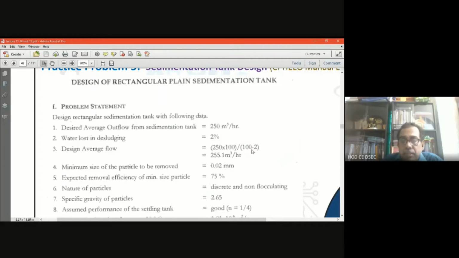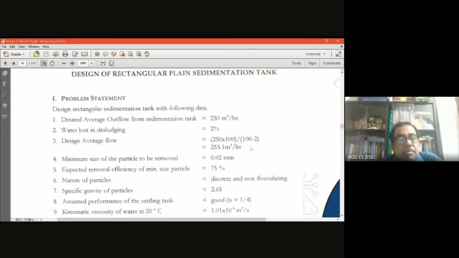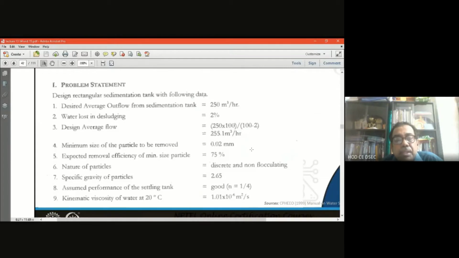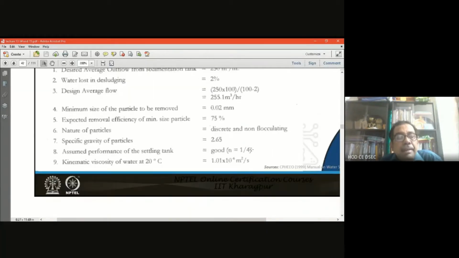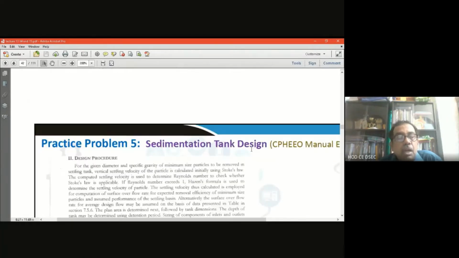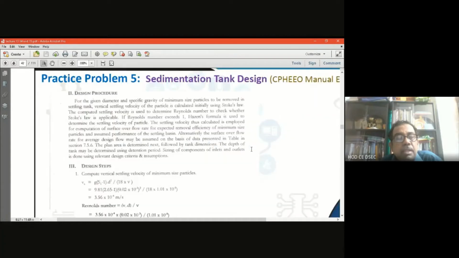Minimum size of the particle to be removed is also given. Expected removal efficiency is also given. Nature of particles is also given. Specific gravity of the particles is given. And the performance of the settling tank is good, that means n equal to 1 by 4. Kinematic viscosity at 20 degrees centigrade is given. Now, how do we proceed with the design of the sedimentation tank?